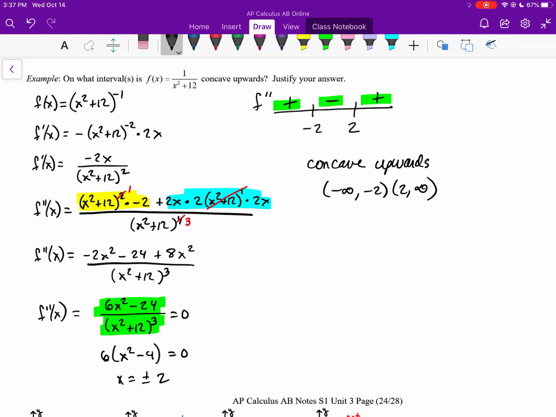Finally, they want us to justify our answer, and we can say something like this. On these intervals, f double prime of x is greater than 0.